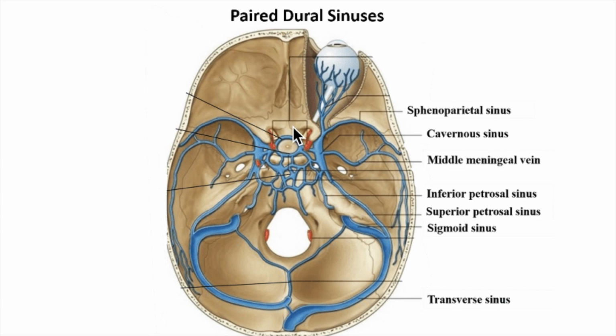The next important sinus is your cavernous sinus. The cavernous sinus is a very important sinus. In the face class we already saw that there is a communication between the deep facial vein and the cavernous sinus.